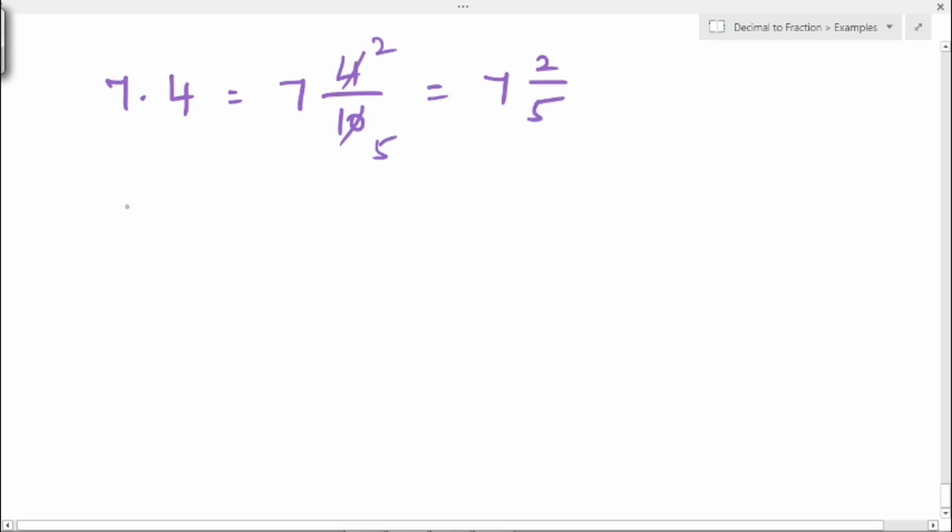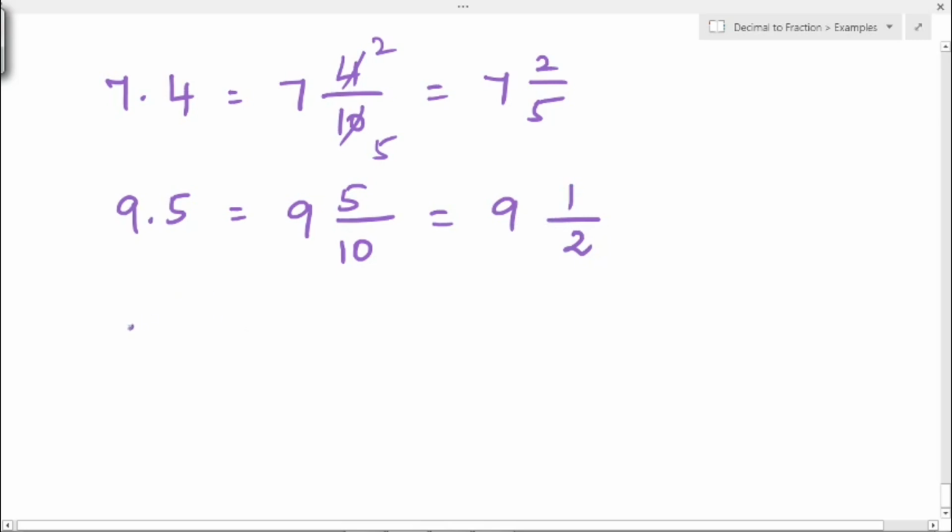And next example, suppose we have 9.5. Again this 9.5 can be written as, first we have 9, so that 9 you write as it is, and 0.5 we have only one number, so 5 divided by 10. So this can be written as 9 and 1 by 2, because 5 by 10 if you divide it by 5 you will get 1 by 2. So 9 and 1 by 2.